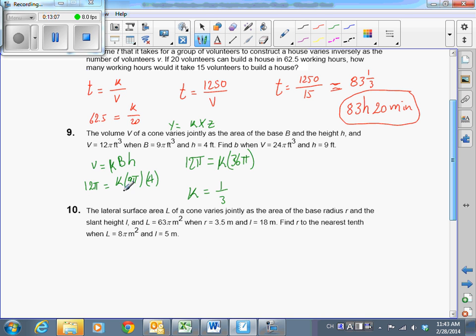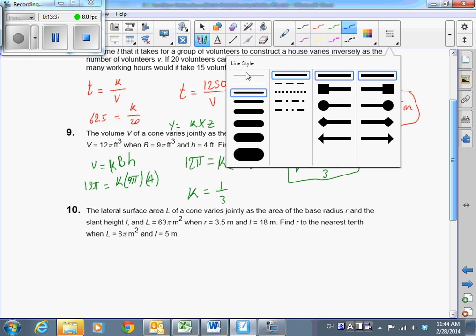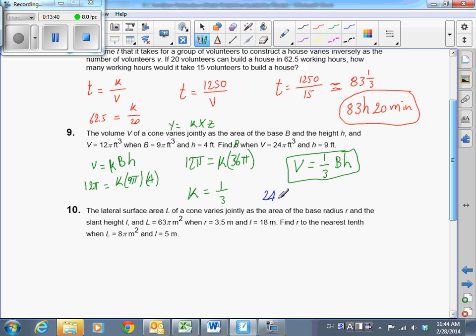So if I want to now write the equation, I will say V is equal to 1/3 of BH. Note that this is just the equation. It's not our final answer. And from here they say, find B when V is equal to, by the way, this is capital B, the area of the base. Find capital B when V is equal to 24 and H equals 9. So I will say 24 is equal to 1/3 of B times what?